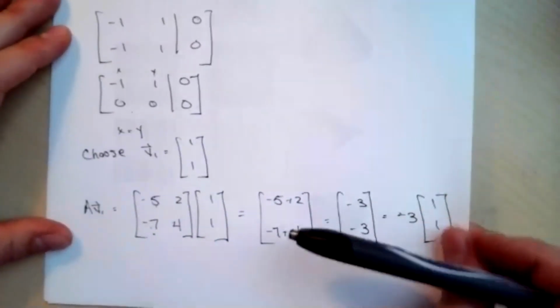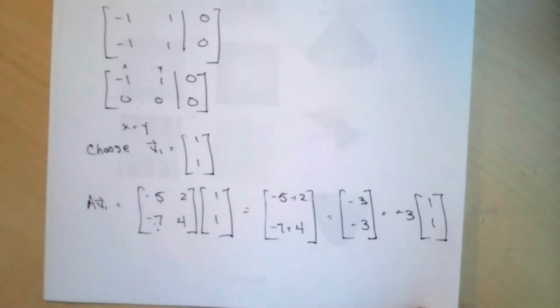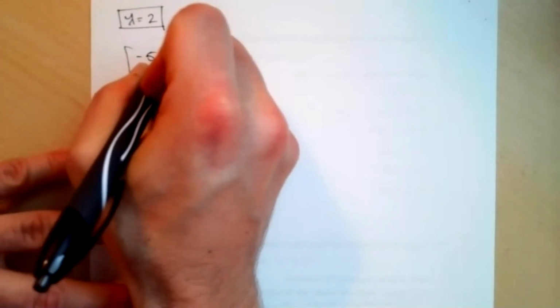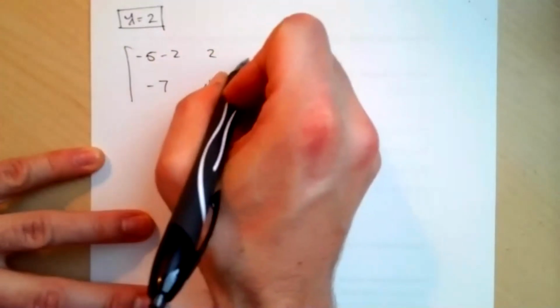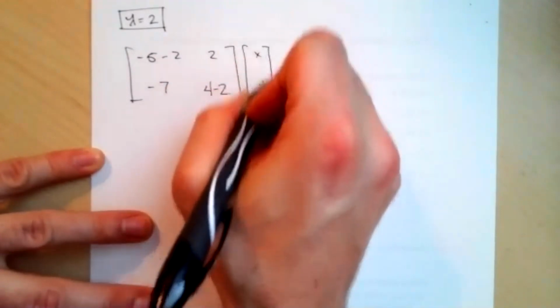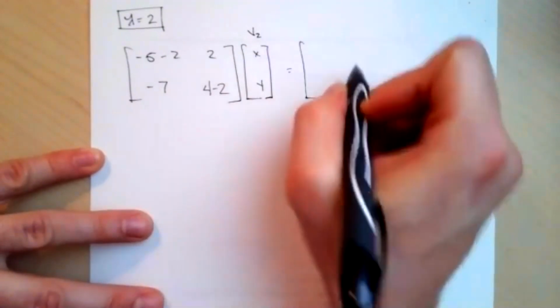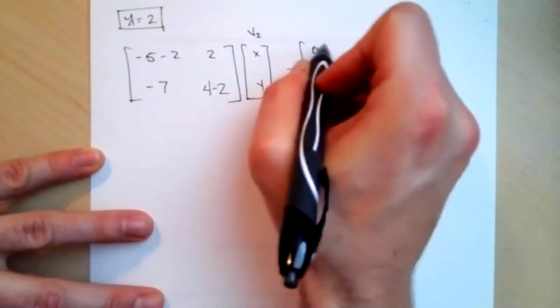Let's do the other eigenvalue now. Our other eigenvalue was 2, I believe, yeah? Yep. So for lambda equal to 2, we'll have -5 minus 2. Off diagonals stay the same. 4 minus 2. I'm going to use the same variables, but this will be our v2. So the second eigenvector.